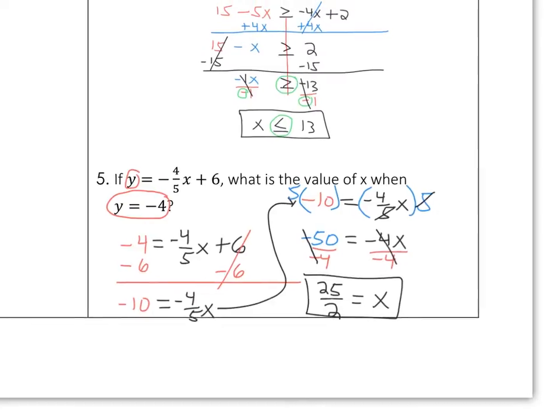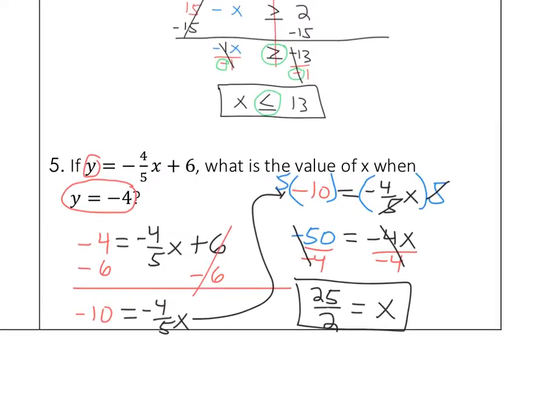So let me zoom out here, and there is all of our work. Okay, so when y is equal to negative 4, x is equal to 25 over 2. You can change that to a decimal if you'd like, but just make sure you are able to translate between decimal and fraction, just in case the answer choice only has a decimal or only has a fraction. Okay, that completes page 1.